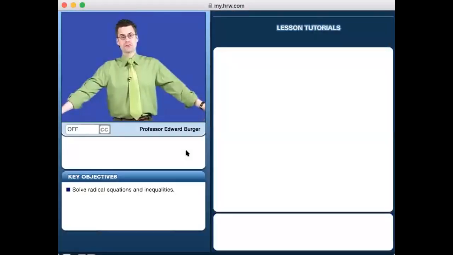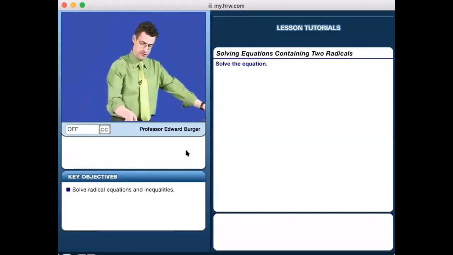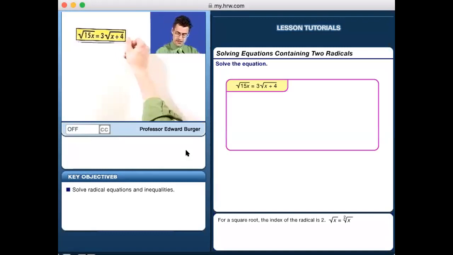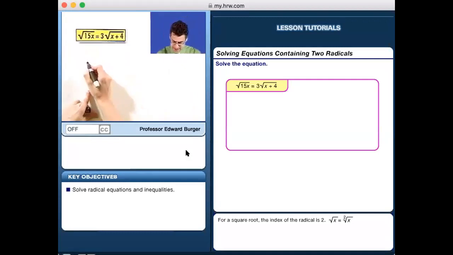What if we have an equation where we have more than one square root? Well, here's an interesting equation. Square root of 15x equals 3 times the square root of the quantity x plus 4. What to do? Well, notice that since I've got one square root on one side and one square root on the other side, if I just square both sides, both square roots will evaporate. So let's do it.